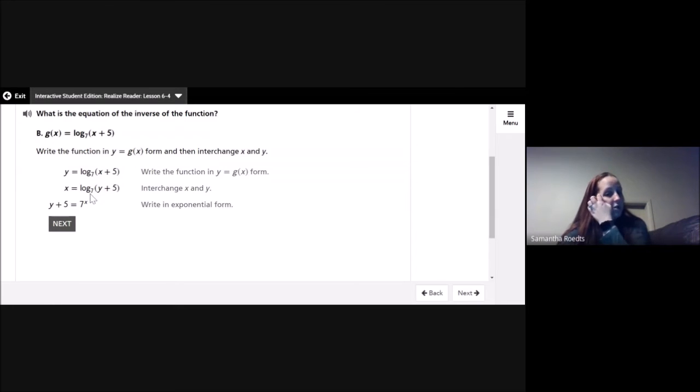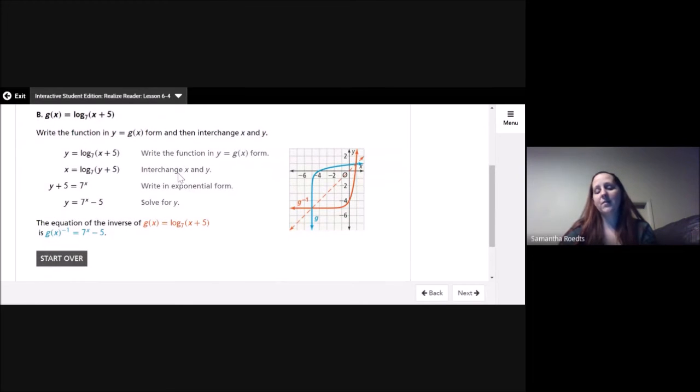So I can change this into exponential form, remember? So this is my base, this is my exponent, this is what it's equal to. So y plus 5 equals 7 to the x power. I subtract 5 from both sides, so I get y equals 7 to the x minus 5. So the equation of the inverse of g of x equals log base 7 x plus 5 is g of x inverse equals 7 to the x minus 5.